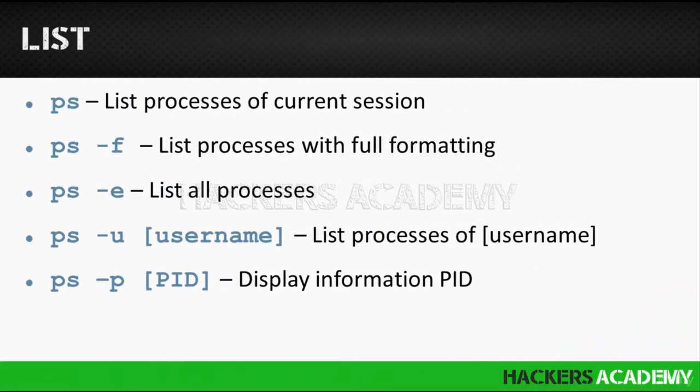Here are some commands that we use when we're managing processes. PS lists processes of a current session. So if you're logged in, you type PS, you'll see all the processes that are running in your session. PS -f will list the processes in full formatting. So the output will be fully formatted and it will look different. PS -e will list every single process. PS -u and a username will list processes of the particular username that you define. And PS -p followed by the process ID will display information about that particular process ID.